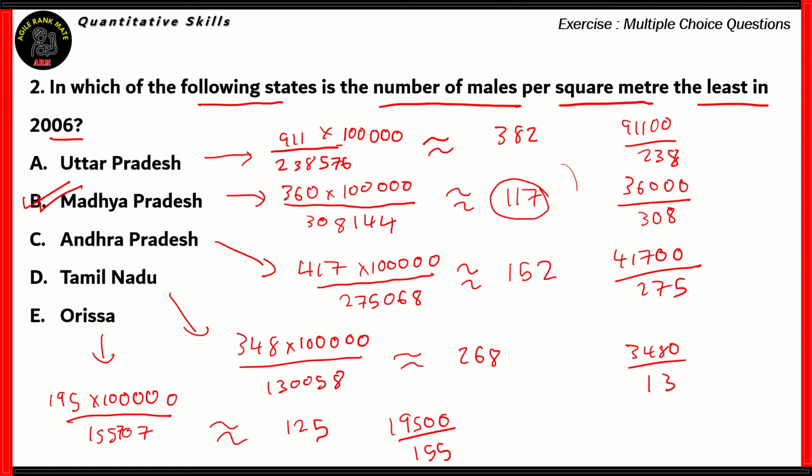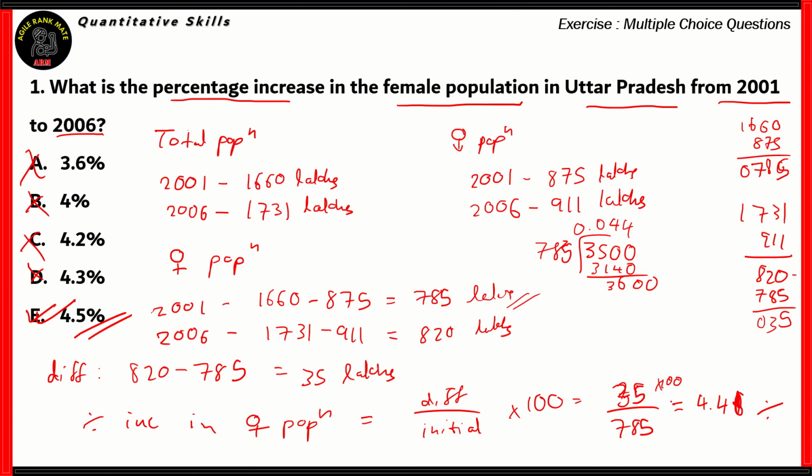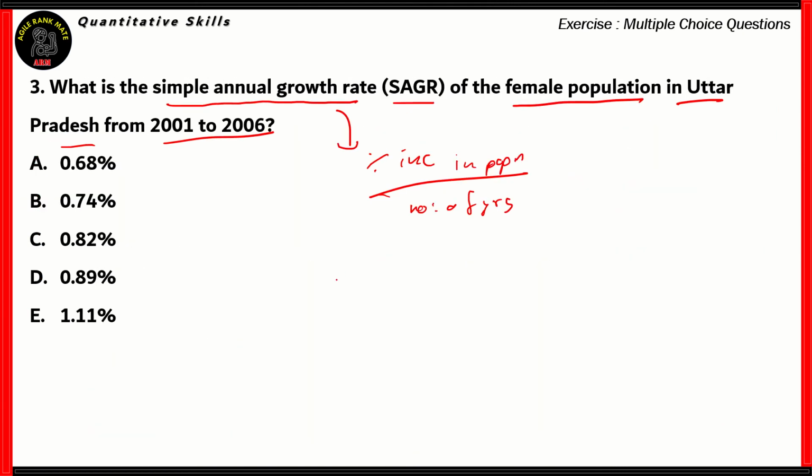Now, in question number 1, we have found out that the value of the percentage increase in female population is 4.46%. This is what we found out in question number 1. And this is between 2001 and 2006, so that's a period of 5 years. So all we have to do is divide the percentage increase with the number of years in which it has increased, and you'll find the simple annual growth rate.